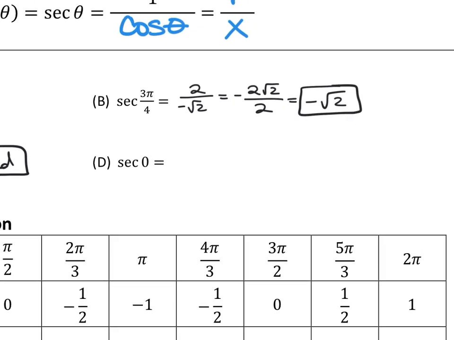Now go to 0 on your unit circle. At 0, the first coordinate point there is 1. Well, what is the reciprocal of 1? It's still 1. So the secant of 0 is 1.